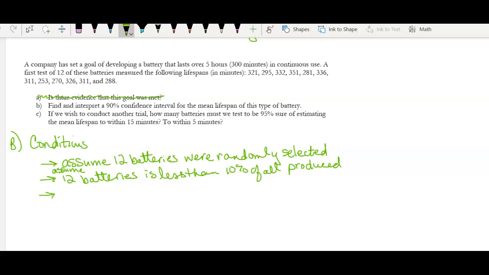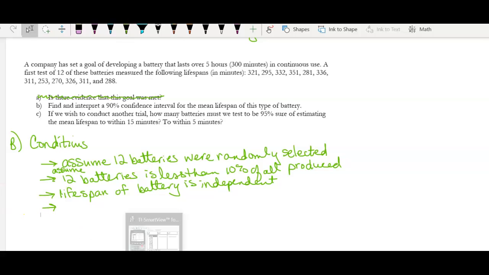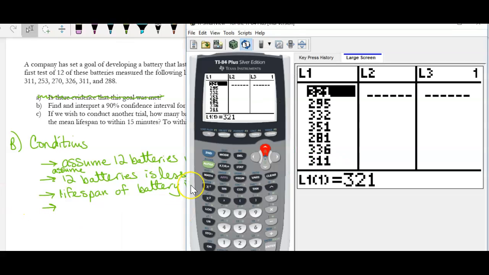What's the next one? Independent. Okay, so lifespan of battery is independent. And the last one, we have to look at the histogram. Because this is a pretty small sample, it needs to look roughly unimodal and symmetric. So first thing you got to do is enter all your numbers in your calculator, which I've done already for us. Once you're ready, we're going to graph it.